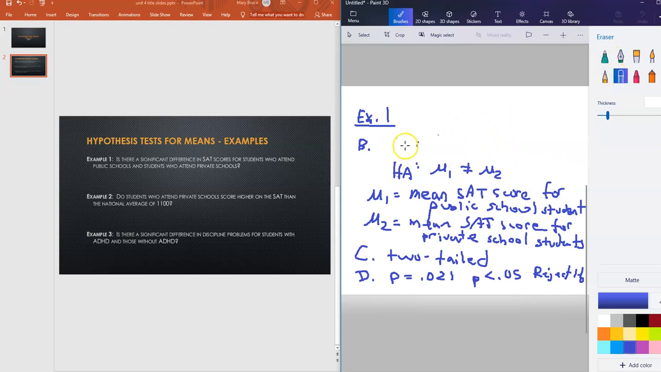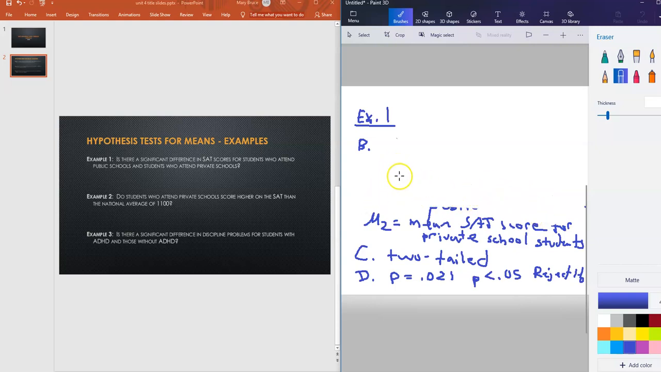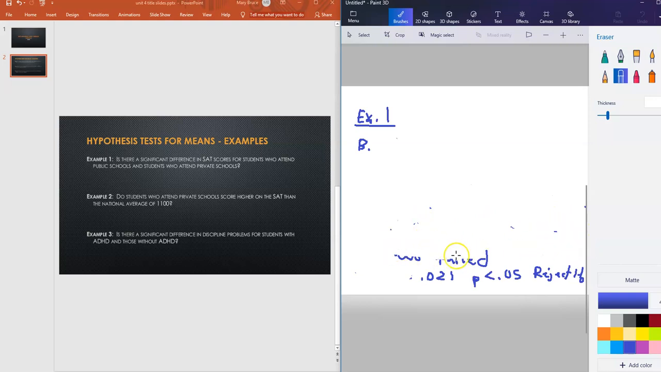The key difference here, and by the way, example 1 and example 3 will be similar, so I'm not going to do example 3. I just want to leave y'all up to practicing that in the discussion. But I will show you example 2 in case some of y'all come up with research questions where you're only looking at one group. Okay, so in example 2, do students who attend private schools score higher?